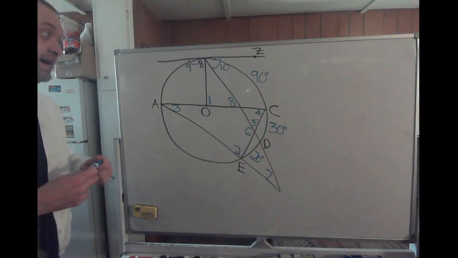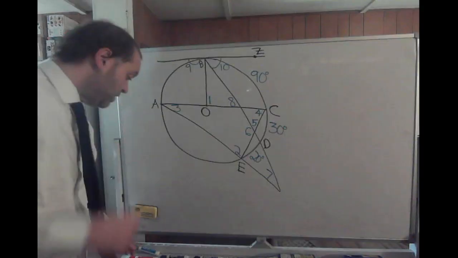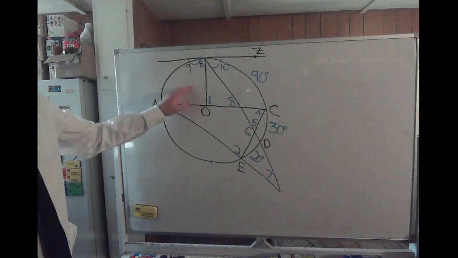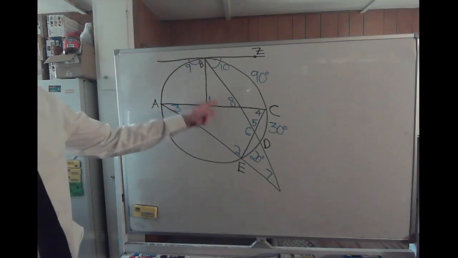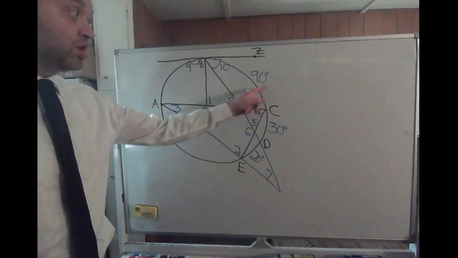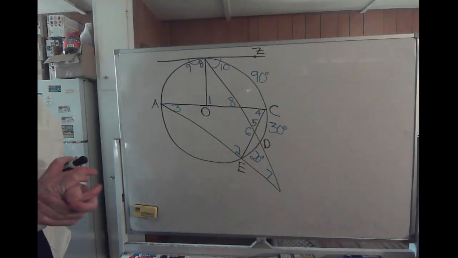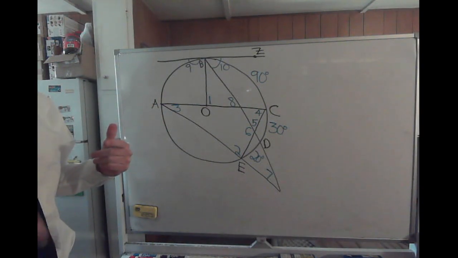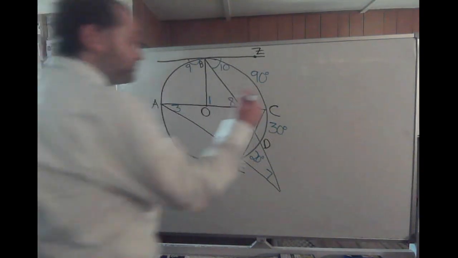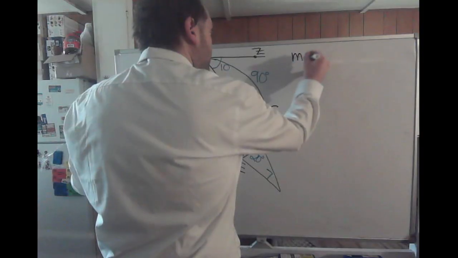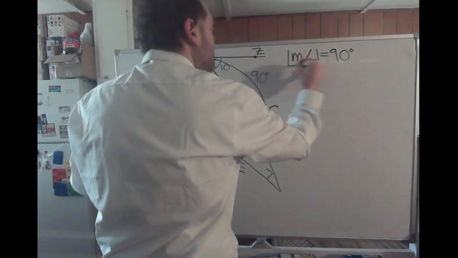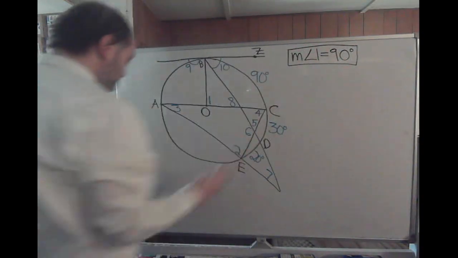We need to find all the other angles. So we can definitely start with angle 1. You see, angle 1 is a central angle, right? It intercepts arc BC, which is 90 degrees. Well, we know that a central angle is exactly equal to the measure of the arc it intercepts. So the measure of angle 1 easily is going to be 90 degrees. We have solved for that.